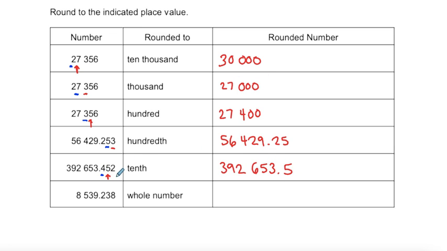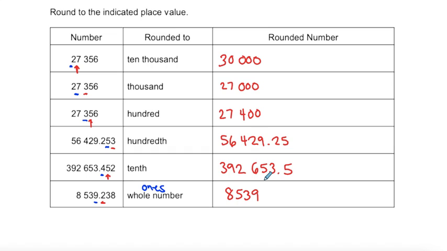Because I'm rounding up. And the last one is our whole number. So when we're looking at a whole number, that's the same as the ones. So we're looking at rounding to the ones position. So that's what that refers to. So always look to the number on the right. So that's a 2, which is less than 5. So I'm going to keep my 9 the same. So this will be 8,539.